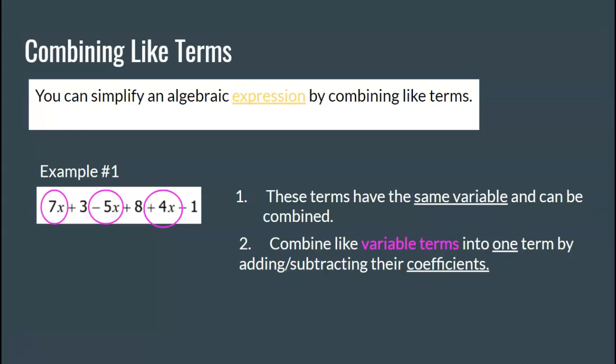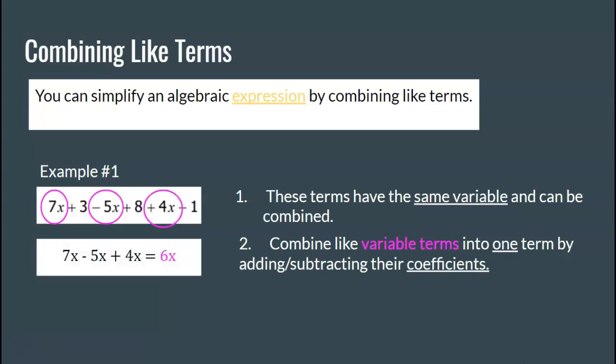By either adding or subtracting their coefficients, we look at the 7, the minus 5, and the plus 4, and we combine those to get 6x. So 6x will be part of our simplified solution.